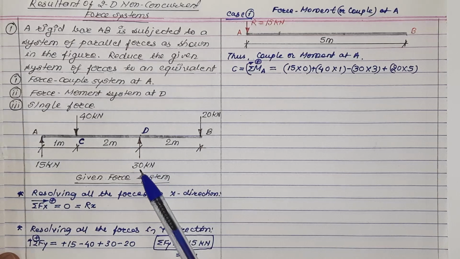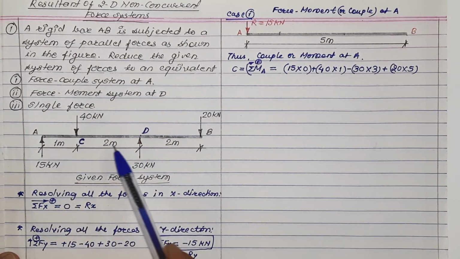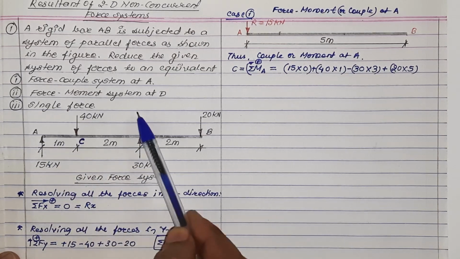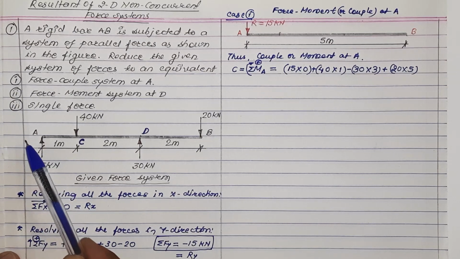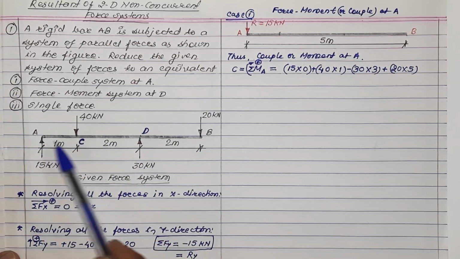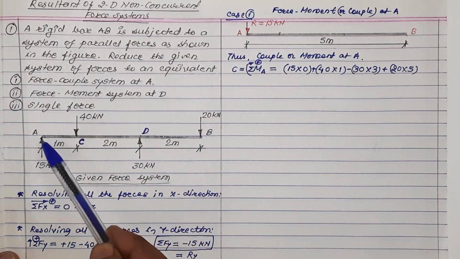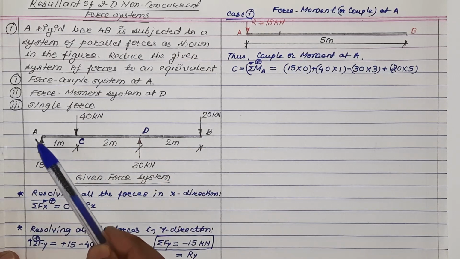Thereafter we have 30 kilonewton. 30 multiplied by perpendicular distance, 3 meter between A and line of action, and it will create an anti-clockwise moment. After that we have 20 kilonewton, which is placed at 5 meter perpendicular distance from moment center A. It is going to create a clockwise rotation about point A.